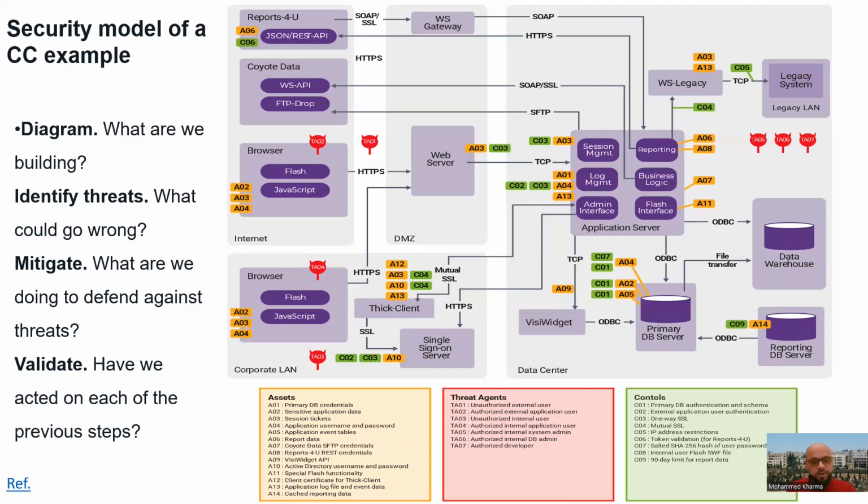Finally, there is the validation. We need to answer this question: have we acted on each of the previous steps? By this, we can cover the whole cycle of understanding what we are building, identifying threats, and mitigating these threats, besides ensuring that we actually mitigate them.